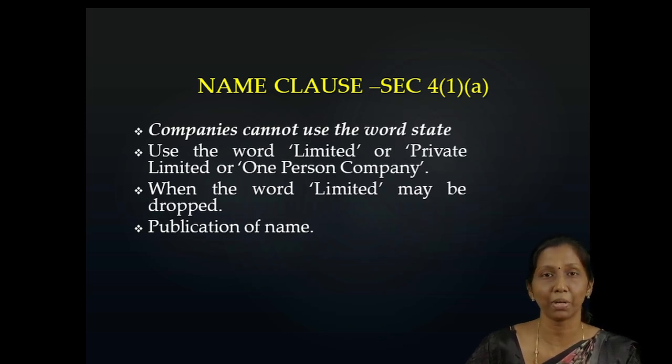After that comes the publication of the name. Once the company has been incorporated, the name has been registered. After the registration of the name, they have to keep their name board outside the registered office. The name should be printed in the format, because we can also keep paintings with the names. We can paint the names, or we can attach a board or lamination board outside. It should be kept at the registered office. So the name clause is kept under section 4(1)(a).